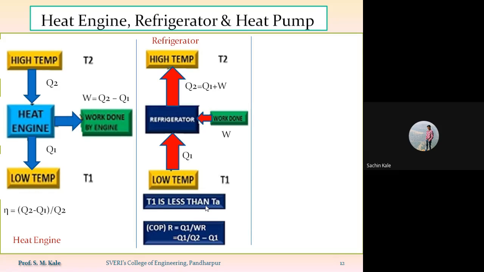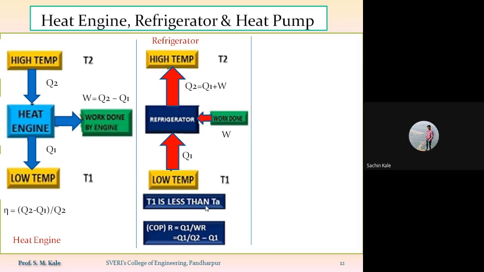Whereas in case of heat pump: we use a refrigerator when we want to cool a substance below atmospheric temperature. And we use a heat pump when we want to heat a room above atmospheric temperature. That means, if you consider the western countries, in most of the time, in winter season, the temperature is very low, so there we require to heat the room. That means we have to maintain the temperature greater than the atmospheric temperature.